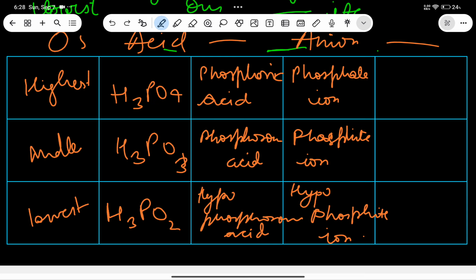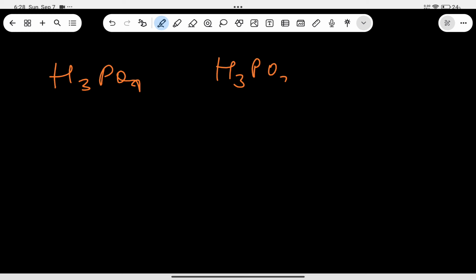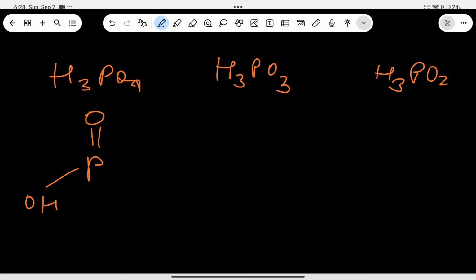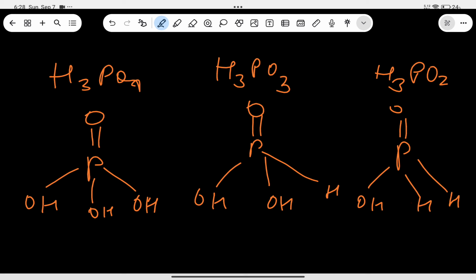To understand that, first we have to actually look into the structures. So basically the structures of H3PO4, H3PO3, and H3PO2. So basically, it will be P double bond O, single bond OH, OH, and OH. Similarly, this will be P double bond O, OH, OH, H, and P double bond O, OH, H, H.